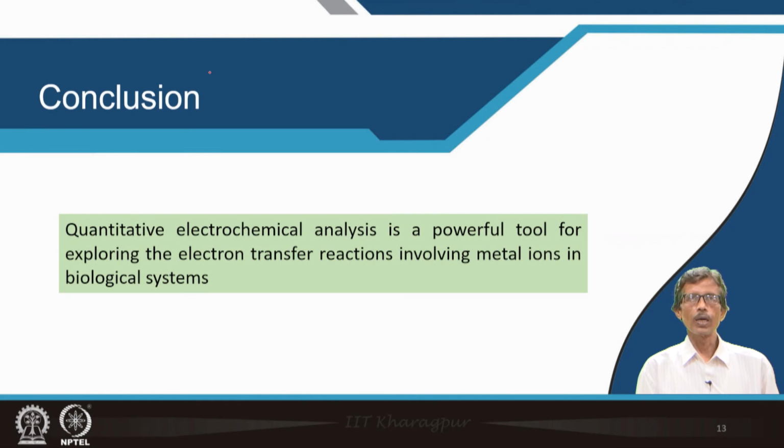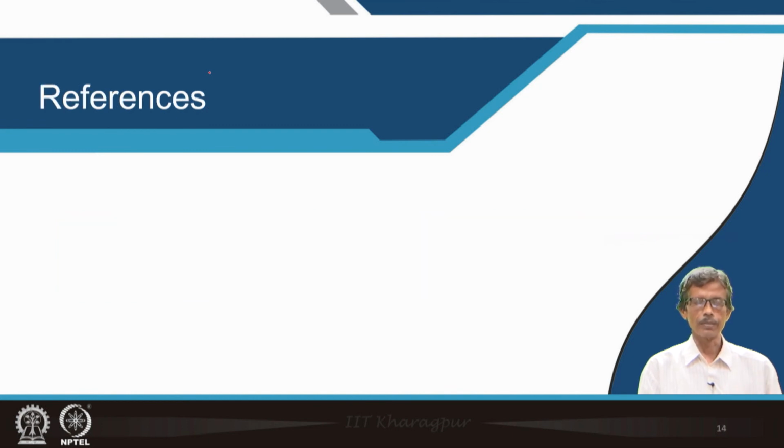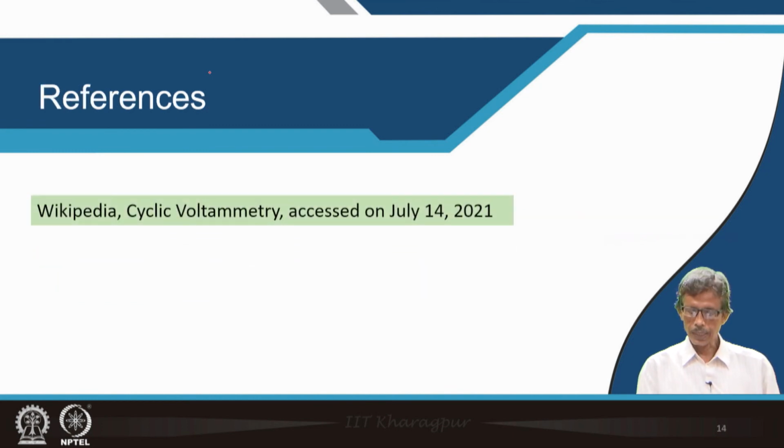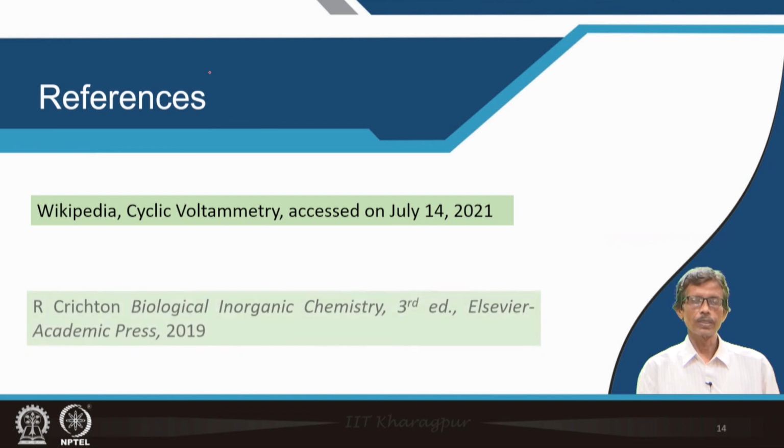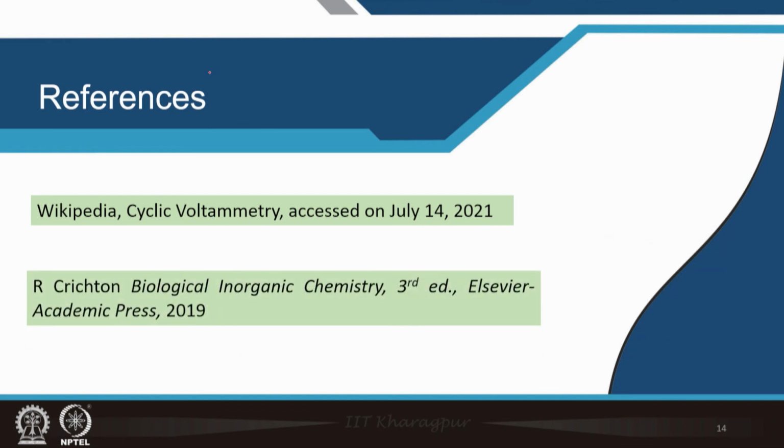So, we have reached the concluding slide where we can think of what we have learned in this half-an-hour class, that we are trying to have some good idea about quantitative electrochemical analysis, which definitely is a powerful tool for exploring the electron transfer reactions of the metal ions in biological systems, where the metal ions are present. Like other classes, you have the references: just simply cyclic voltammetry in the Wikipedia page, as well as Crichton's book, which is also useful for you.